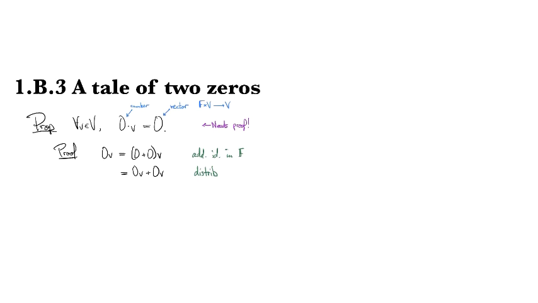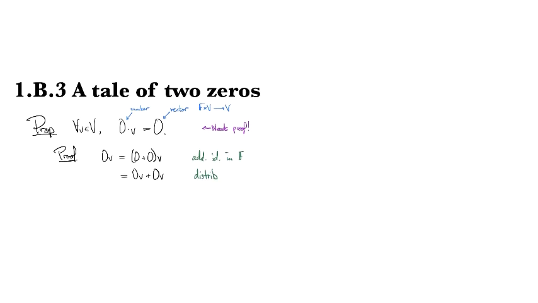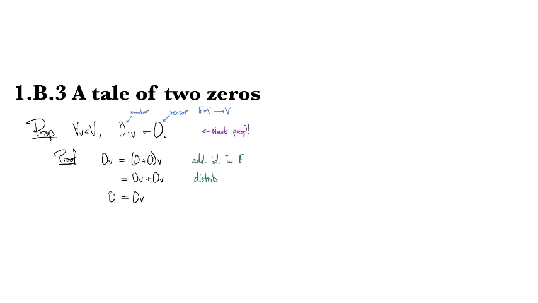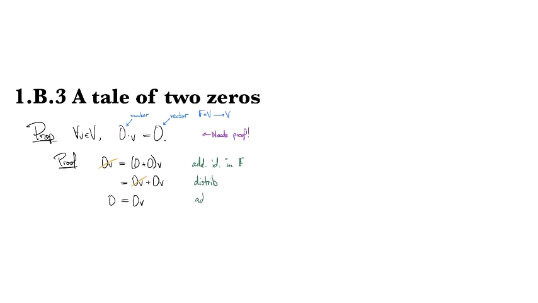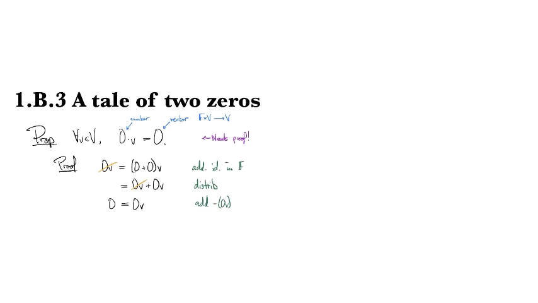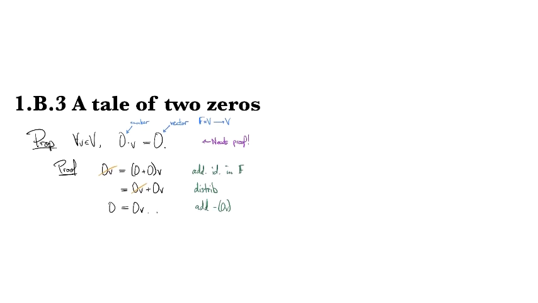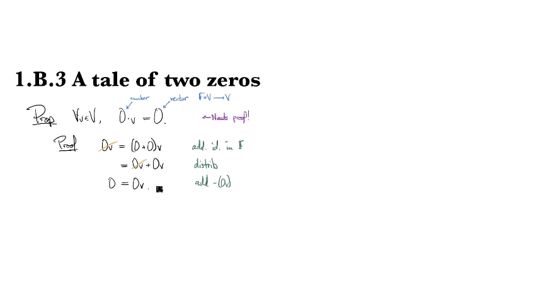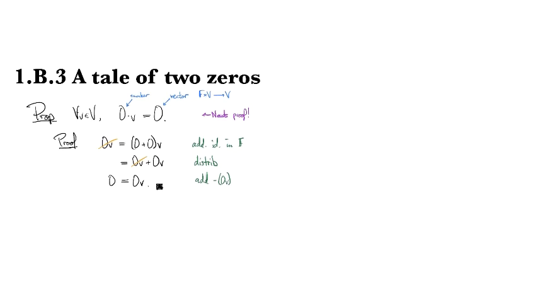Then if I add the additive inverse of 0v to both sides, on the left side I get 0, and on the right side I get 0v. I'm essentially canceling these two off by adding minus 0v, the additive inverse of whatever that crazy element is, to both sides of the equation. That last thing is what we wanted to prove, so I get an end of proof symbol, and I'm happy. So that's 0, as an element of the field, kills vectors.